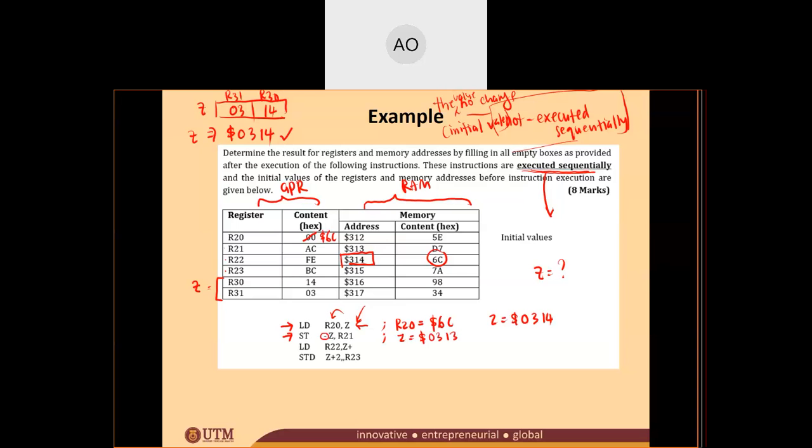And then what you're going to do? Store the value from R21. What is the value from R21? AC. This is R21, AC. So this value R21, you take this value AC, store to address 313. So this one here, no longer D7, it will become AC.